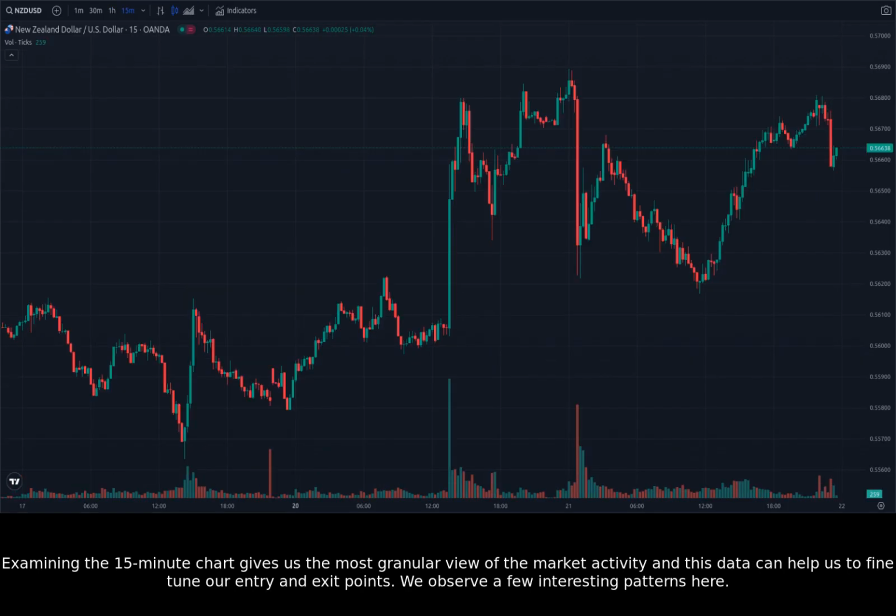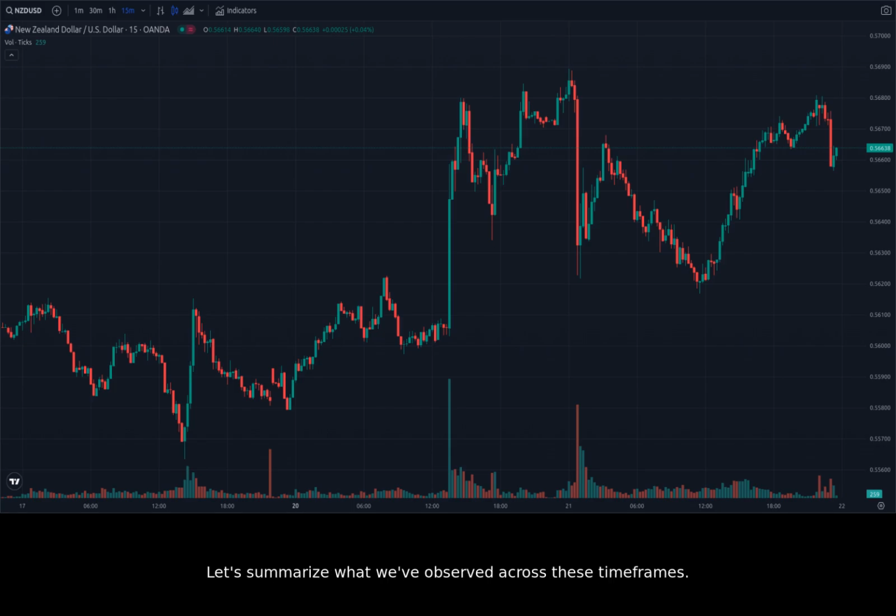Examining the 15-minute chart gives us the most granular view of the market activity, and this data can help us to fine-tune our entry and exit points. We observe a few interesting patterns here. Let's summarize what we've observed across these time frames.